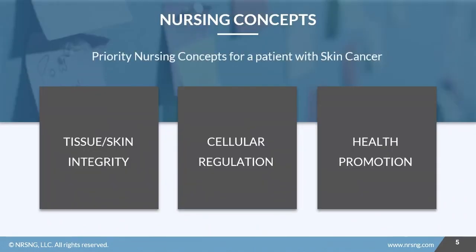Now, this is probably self-explanatory, but our priority concepts for a patient with skin cancer or at risk for skin cancer is going to be tissue skin integrity, cellular regulation for any kind of cancer, and health promotion because we want them to prevent skin cancer. So check out the care plan attached to this lesson to learn more, see more interventions, and read the rationales as to why we do them.